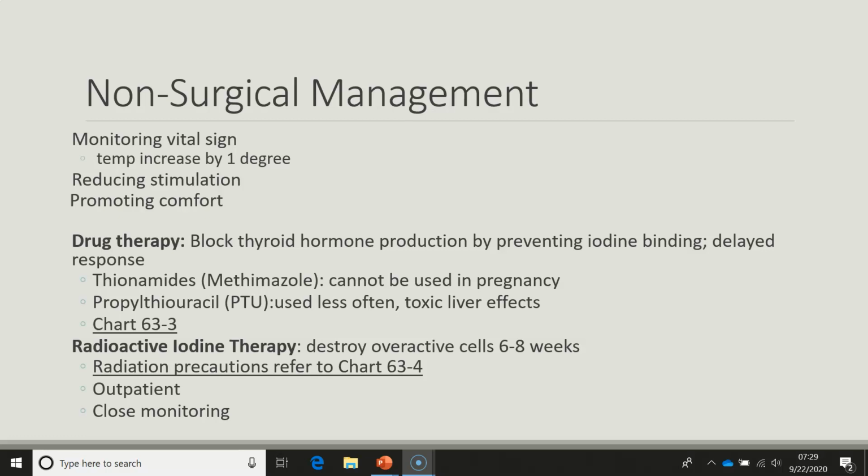A lot of times these patients request or need decreased stimuli. They need to have their comfort promoted. The room may need to be cooler than most other patients' rooms would need to be.